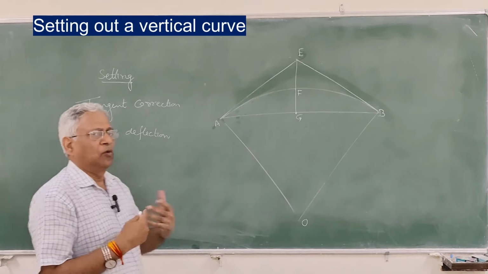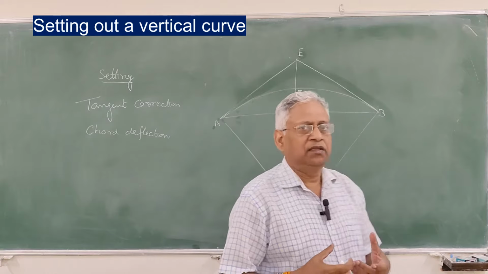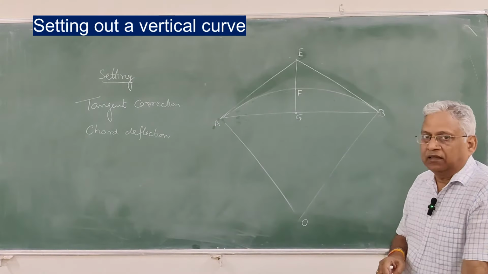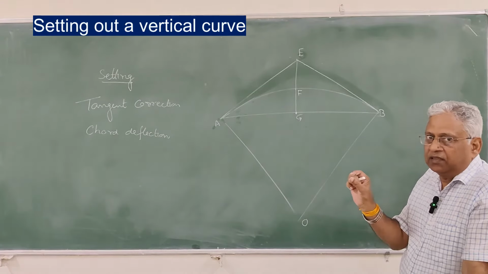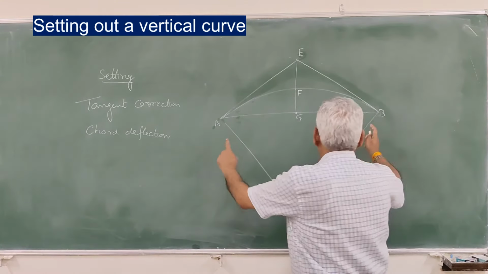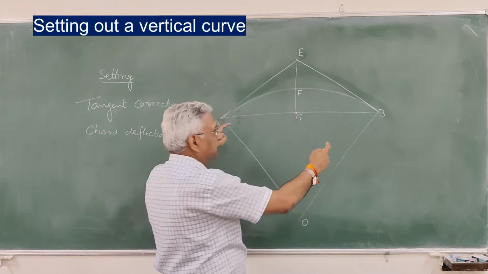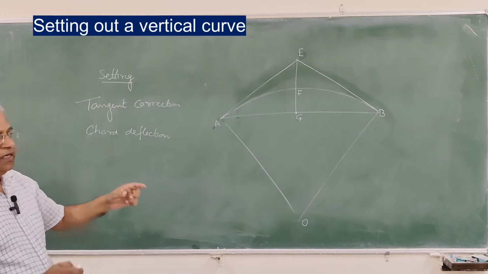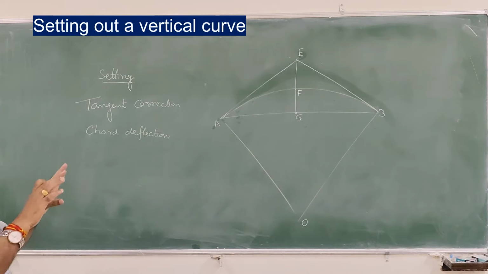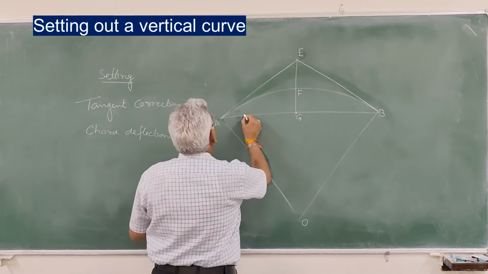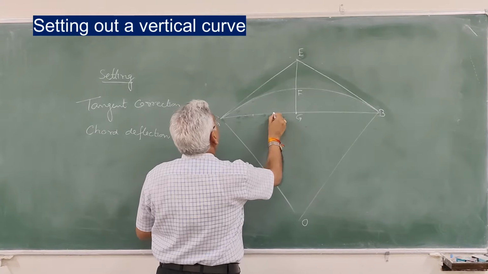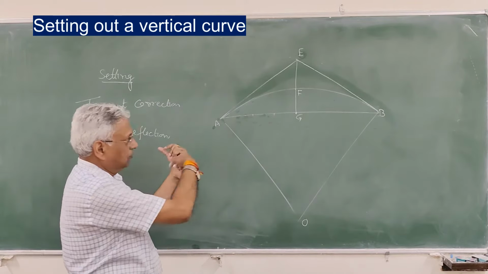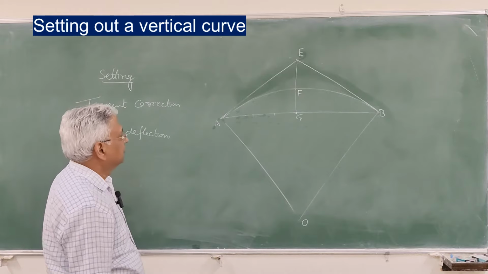Tangent correction method is more popular because it is easy to use in the field than chord deflection method, but both can be used. The basic difference between these two methods is that you determine the length of the vertical curve between A and B, divide this length into n number of equal parts. Let us say you have a point here, you have a point here, 3 on half of the length.